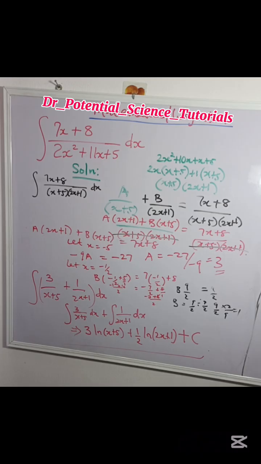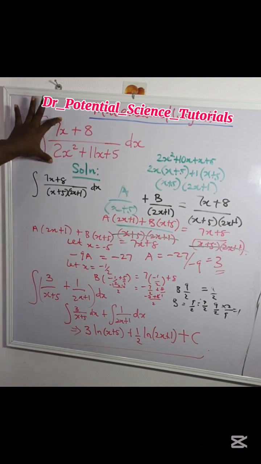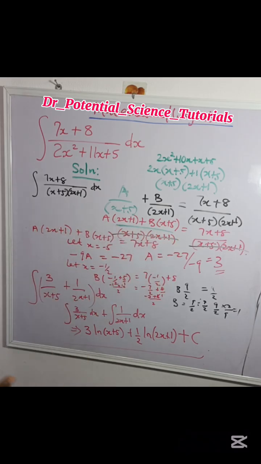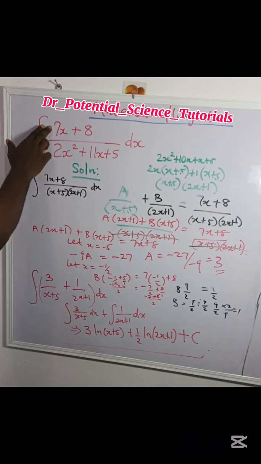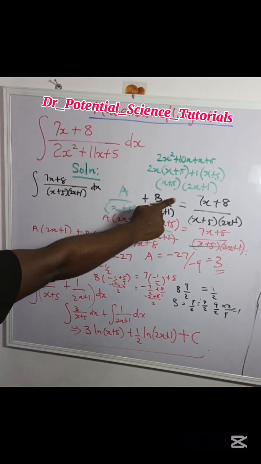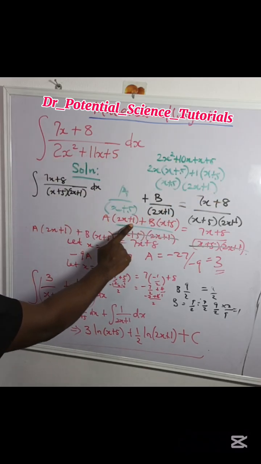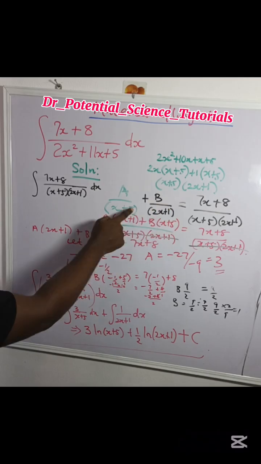Let me come again. Let me recap. We are given a function. We are asked to integrate. But if you look at this, this does not fall under any standard integral. So we need to look for a way in which we can try to simplify this big fraction. We do that by using a method we call solving by partial fractions. Okay, so this is the same thing as this. Then 7x plus 8 is the same as a plus b. Once you factorize this using the factorization method, you're going to have 2x plus 1 and x plus 5.